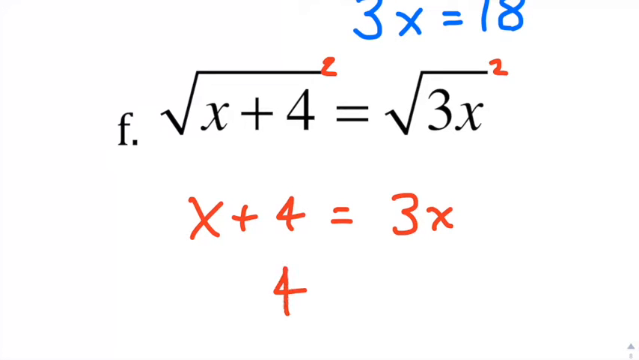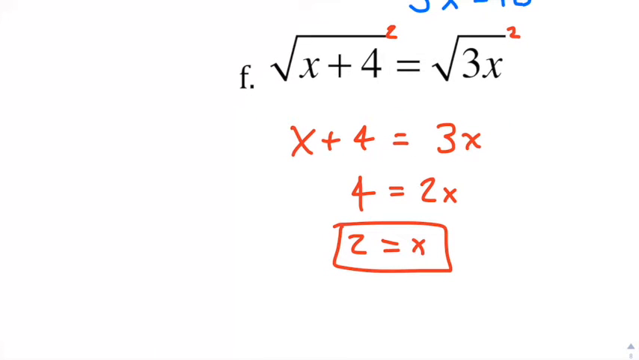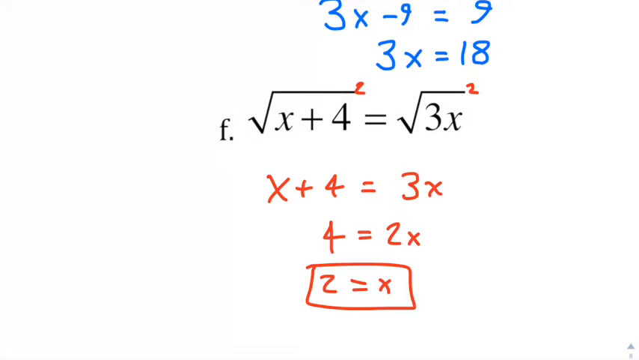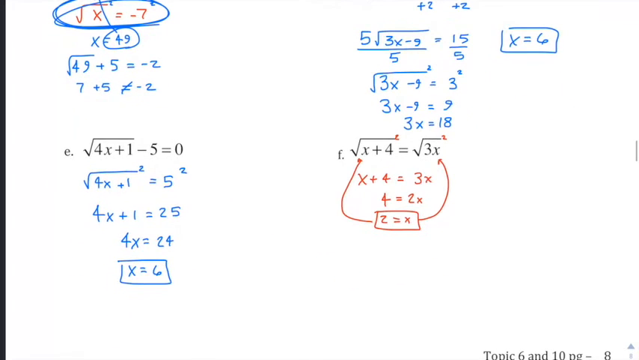And then what I want you to do is move over the x. That gets you 4 equals 2x, and then divide. You get x equals 2. All right, and if there's multiple x's, sometimes we want to go and check back and see if that works out. The square root of 2 plus 4 is the square root of 6. And then the square root of 3 times 2 is the square root of 6 as well, so that should work out well.